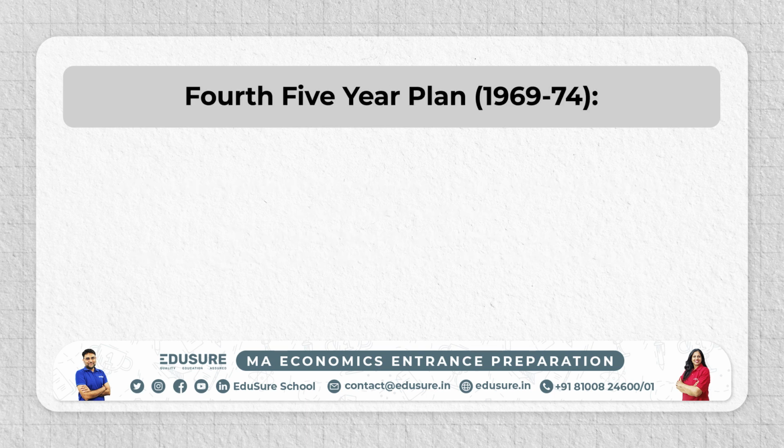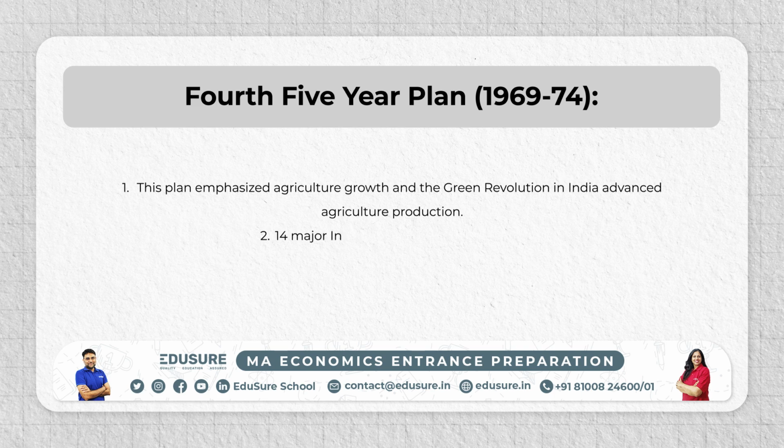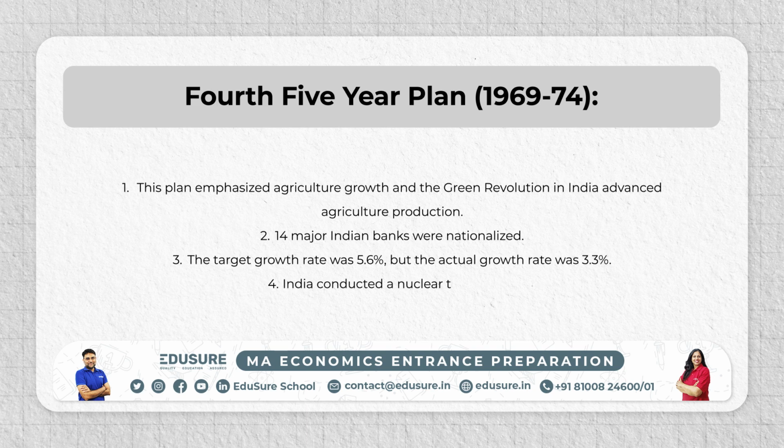Fourth Five-Year Plan, 1969 to 74. This plan emphasized agricultural growth and the Green Revolution in India, advancing agricultural production. 14 major Indian banks were nationalized. The target growth rate was 5.6%, but the actual growth rate was 3.3%. India conducted a nuclear test in 1974.